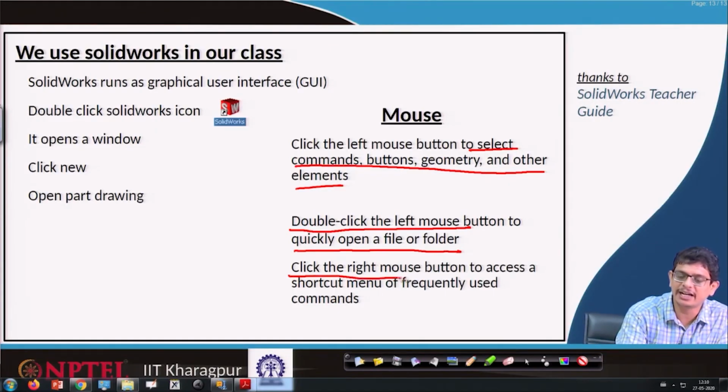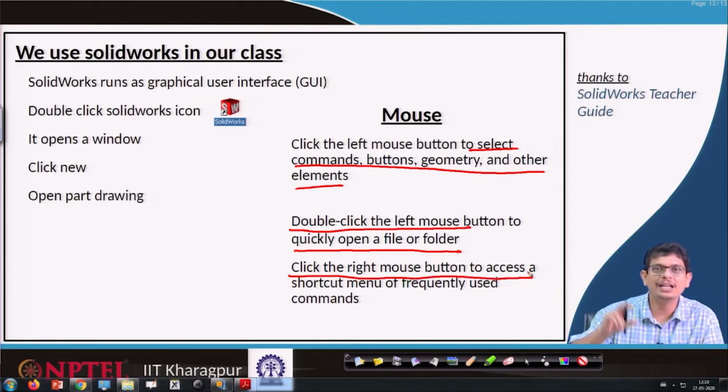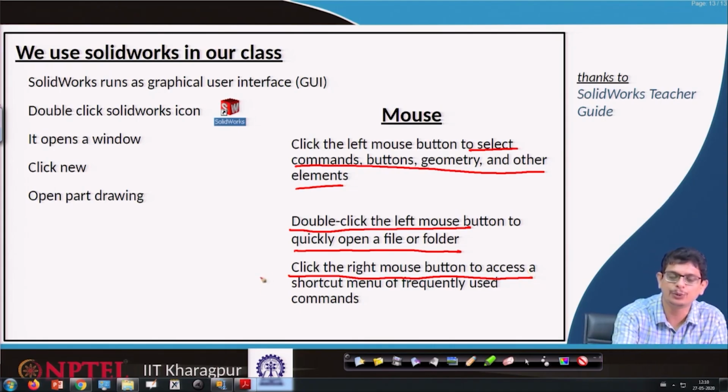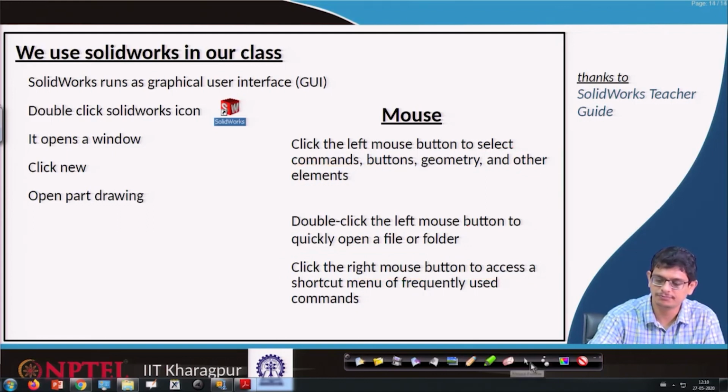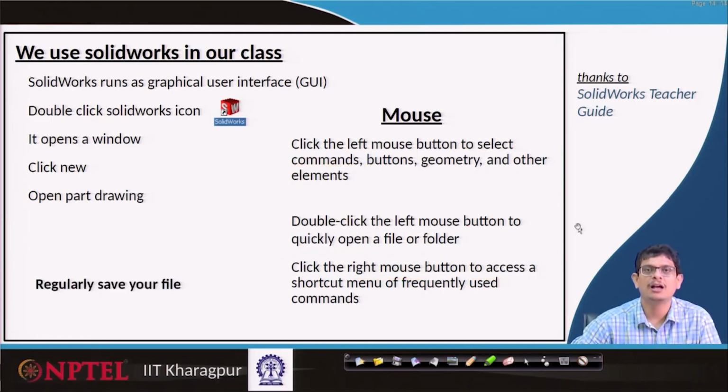And the right mouse button is used for any shortcut menu which we would like to quickly update. So, the mouse is an enormous help for us in terms of picking or updating points or curves. And the most important thing throughout this SolidWorks practice is that you have to regularly save the drawing.